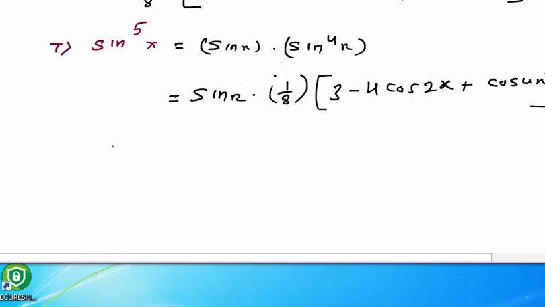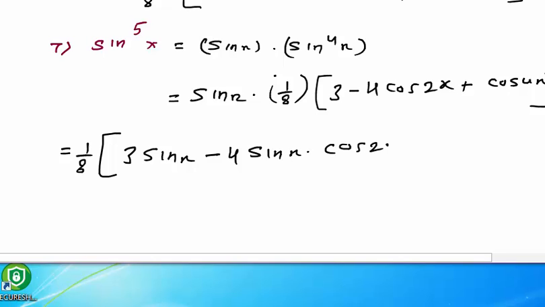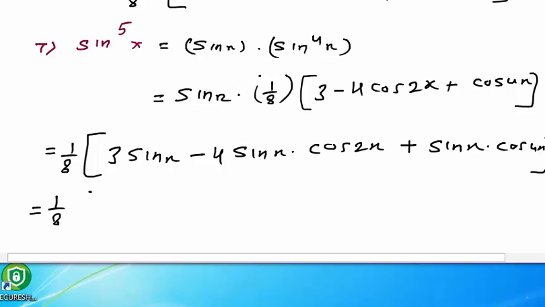Now this 1 divided by 8 is a constant, so I will take it out. When we open this bracket, it will be 1 divided by 8, 3 sin x minus 4 sin x into cos 2x plus sin x into cos 4x. I write 3 sin x as it is. Now I have to apply the formula for sin a into cos b, so it is 1 upon 2.